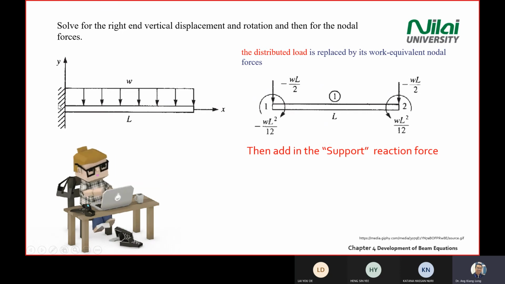After that, you look at the system. You see any support there. In this case, we have a wall support on the left. You add in the reaction force for the wall. In this case, I add in 2 arrows in red color. I label them F1X and F1Y.